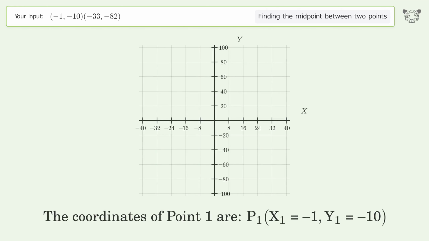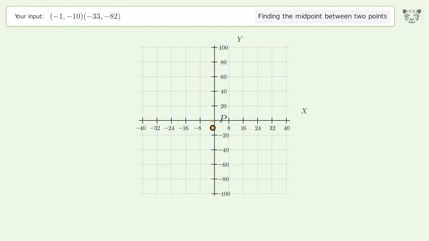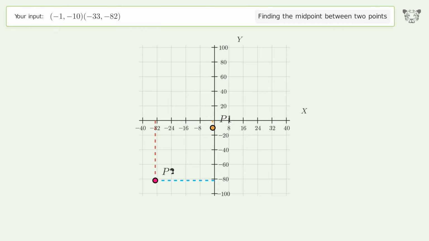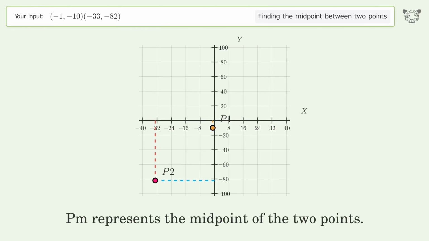The coordinates of point 1 are x1 equals -1, y1 equals -10. The coordinates of point 2 are x2 equals -33, y2 equals -82. PM represents the midpoint of the 2 points.